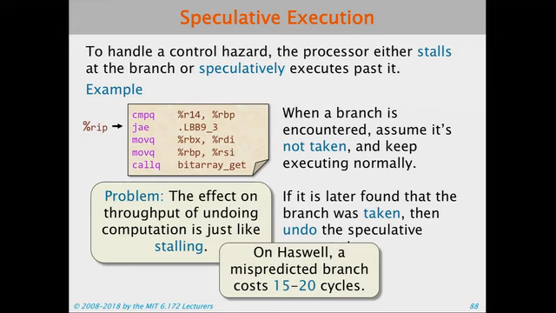Most of the machines use a branch predictor to tell whether or not it's going to be taken. There's a little bit of stuff here about how you tell whether a branch is going to be predicted or not, and you can take a look at that on your own.